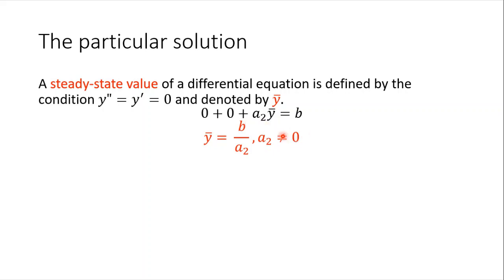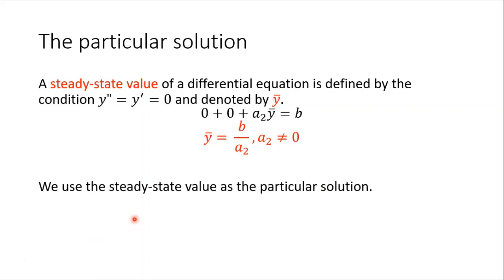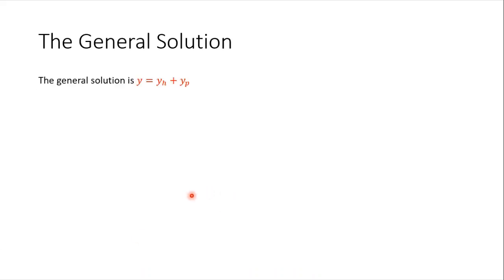When a2 is not equal to 0, we use another method to find the solution. We use the steady state value as the particular solution, so we have yp equal to y bar equal to b over a2. Okay, let's see an example. But remember, the general solution is what? The general solution will be yh, the homogeneous solution, plus the particular solution.